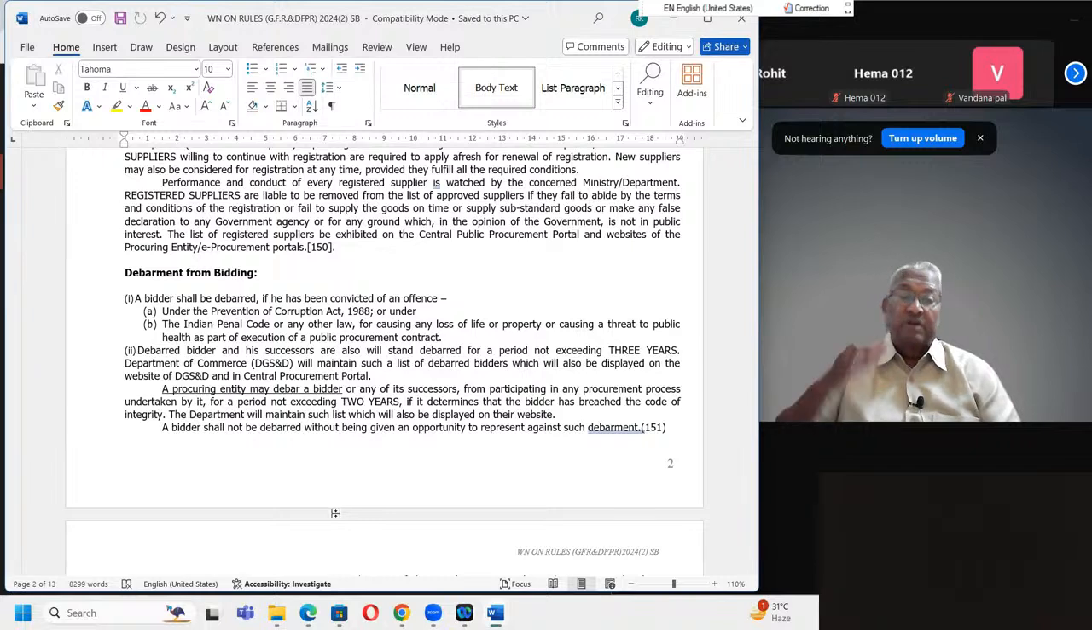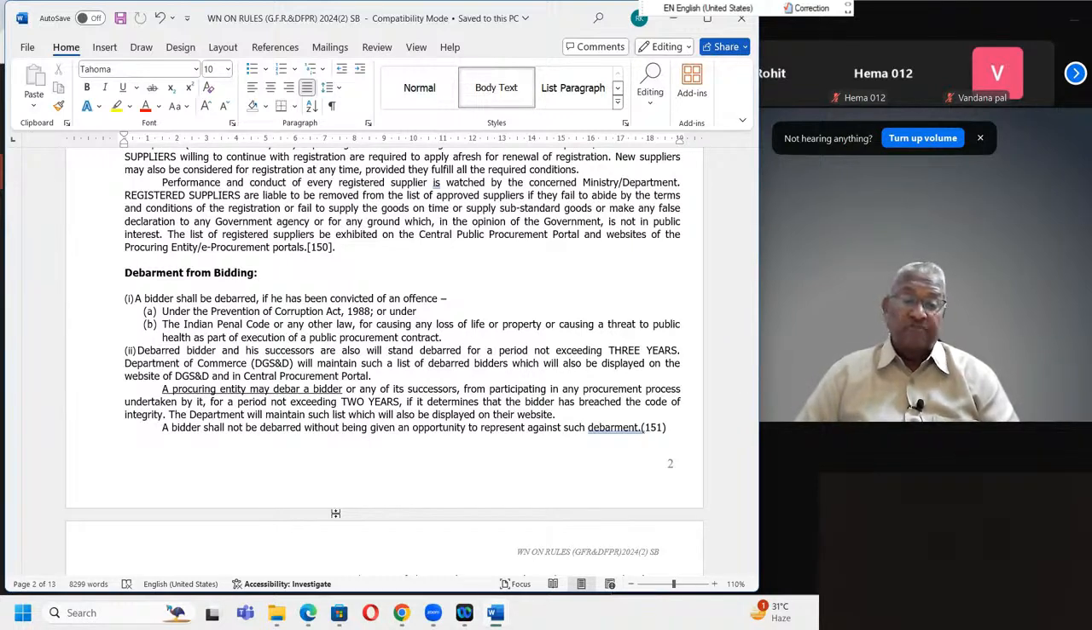It will go on all websites that their name is debarred, and tender notice will not be issued to them. If they apply and file a tender, it will be outright rejected. Or the procuring entity may debar a bidder or any of its successors from participating in any procurement process undertaken by it for a period not exceeding 2 years if it determines that the bidder has breached the code of integrity.